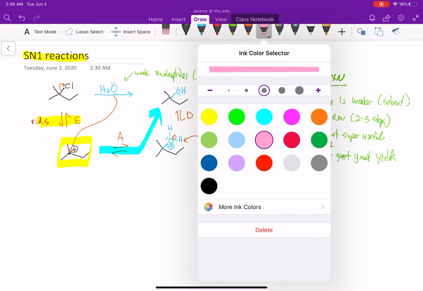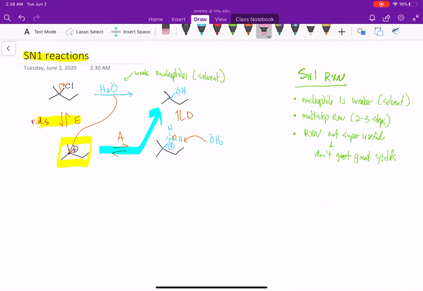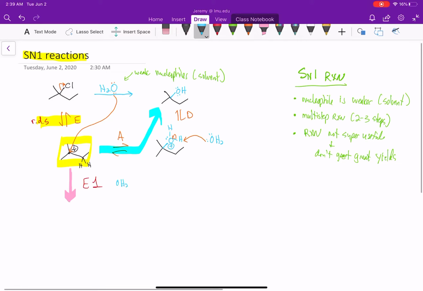So it's possible for us to take a different path. And that different path here is a reaction we've already seen. We can end up doing really an E1 reaction. So it's possible for your water molecule to, instead of attacking that carbocation, now abstract a hydrogen and form our double bond. So we've already learned about the E1 reaction, and this is a side product that can and will form.